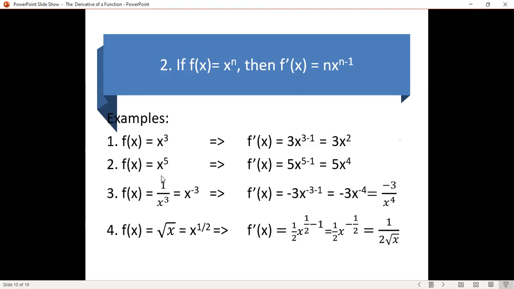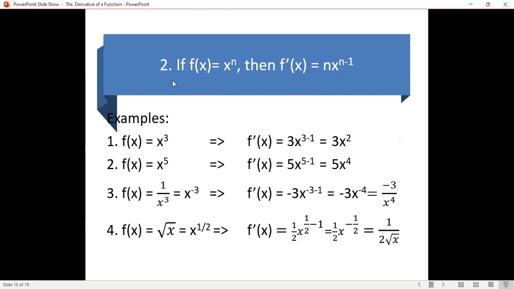Now if your f of x is 1 over x cubed, we know that 1 over x cubed is the same as x to the negative 3. So your f prime of x is negative 3 x to the negative 3 minus 1. And if you subtract 1 from negative 3, it will become minus 4. So it becomes minus 3 over x to the fourth.